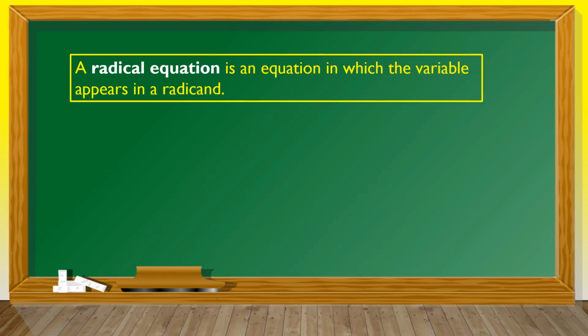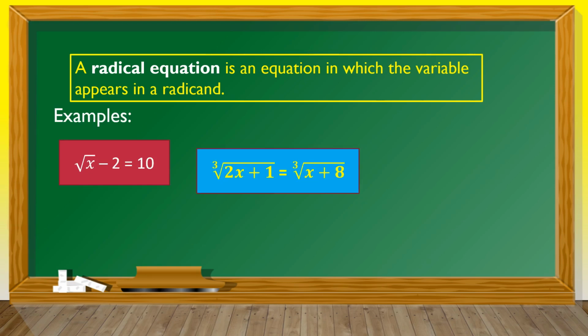What is a radical equation? A radical equation is an equation in which the variable appears in the radicand. Here are some of the examples. Square root of x minus 2 equals 10. The cube root of 2x plus 1 is equal to the cube root of x plus 8.